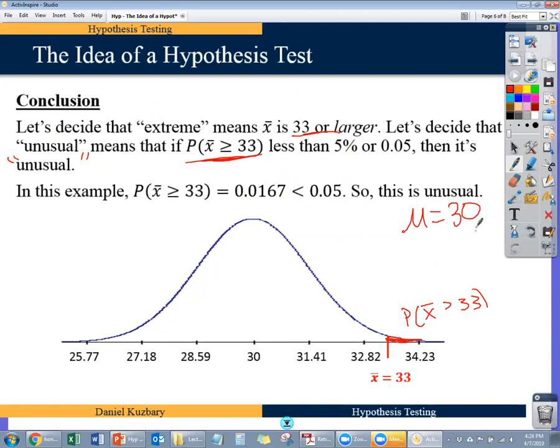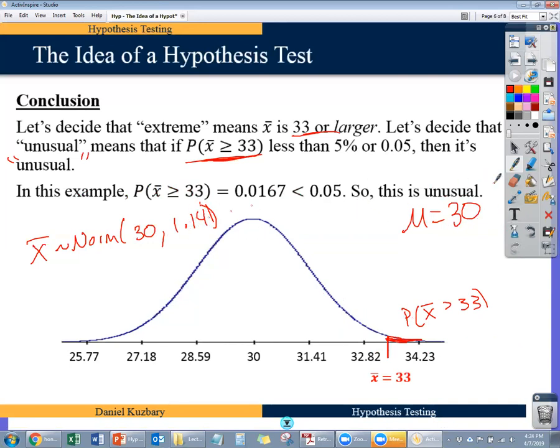I know I'm saying a lot. I'm trying to introduce an idea. Trust me, you're going to need to watch a few more videos to really get a feel for what's going on here. So in this example, I know that X bar is normal with mean equal to 30 and standard deviation equal to 1.41. So I can find this probability by doing normal CDF, going from 33 all the way to infinity, and then putting in a mean of 30 and standard deviation of 1.41.